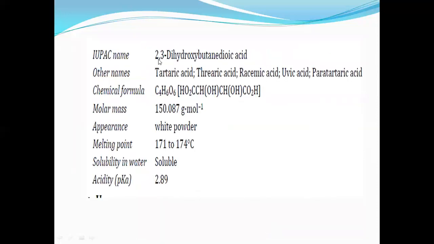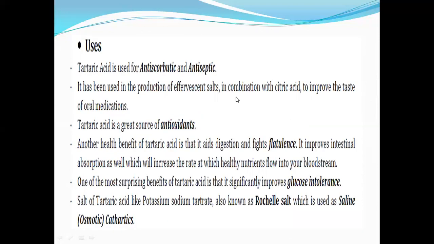Now the systematic IUPAC name of this tartaric acid molecule is 2,3-dihydroxybutanedioic acid. The other common names of tartaric acid are threaric acid, racemic acid, and it is also known as paratartaric acid. Its melting point is approximately 171 to 174 degrees centigrade, and the tartaric acid molecule is also soluble in water.